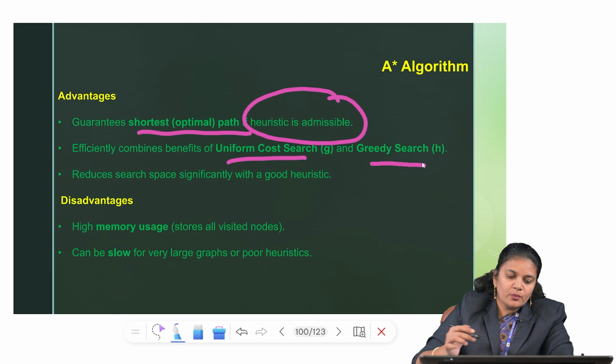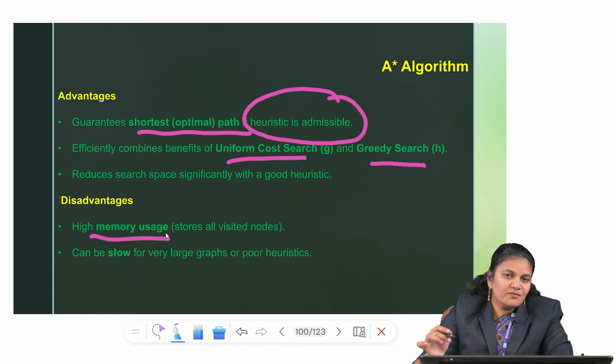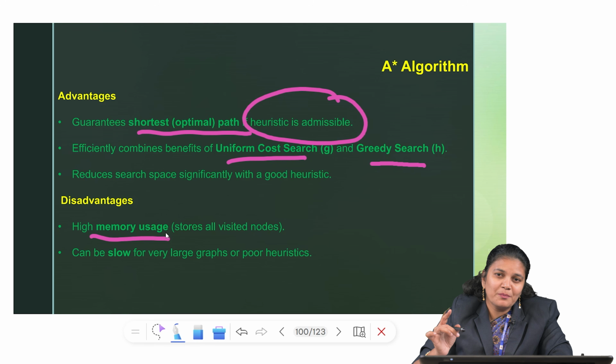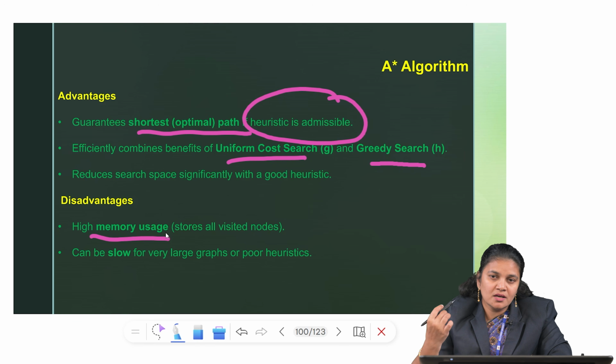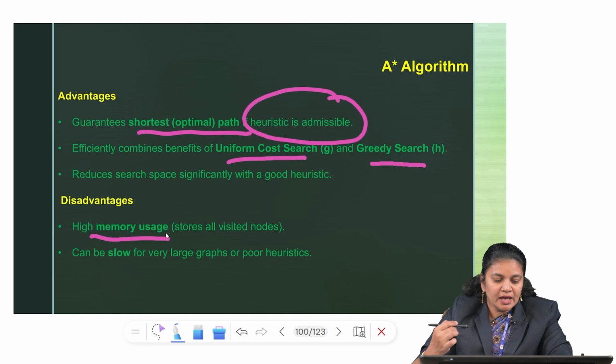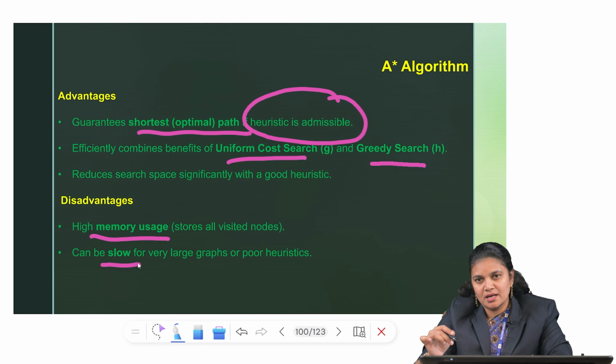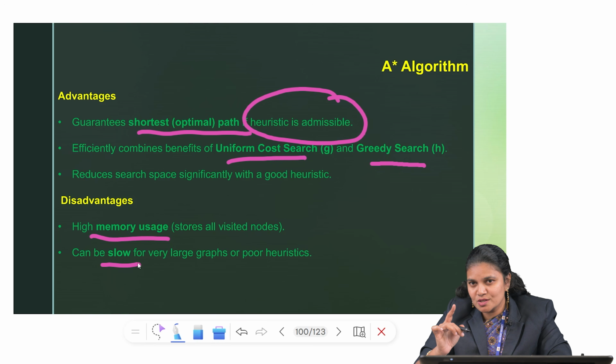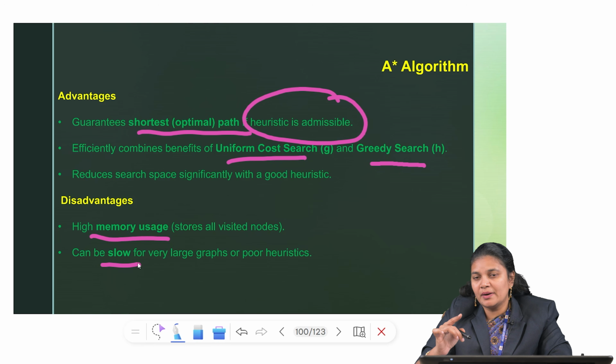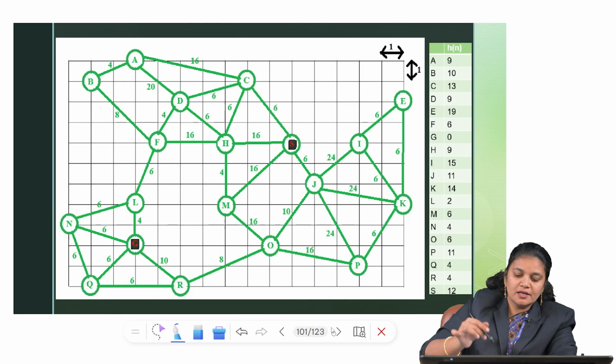So it reduces the search space if the heuristic value is good. Some of the disadvantages are, if our heuristic value is not that good, then we might visit all the vertices and this will take much space occupancy in the memory. And if pure heuristics are there, then this will be slow. These are disadvantages. So the only thing that we should consider when applying the A star algorithm is that the heuristic value should be admissible. Then we will get better solutions.